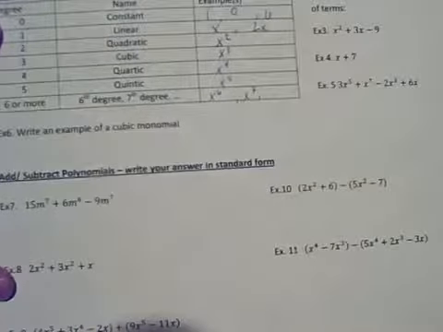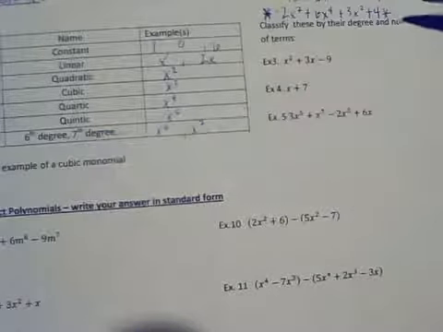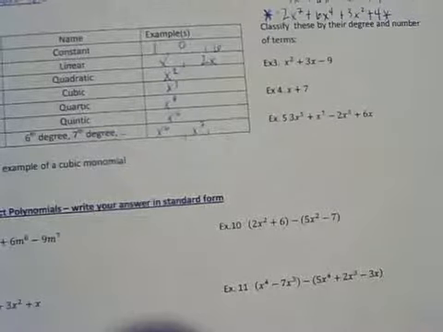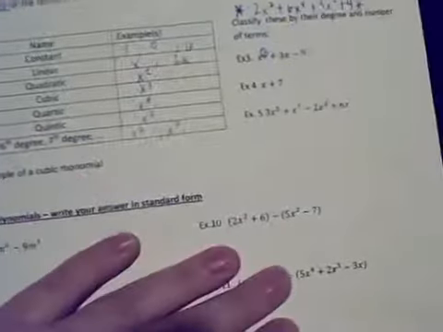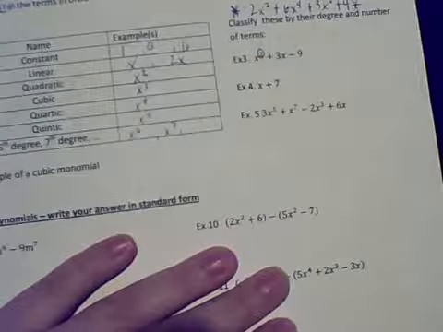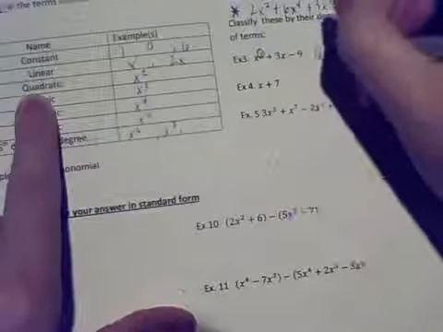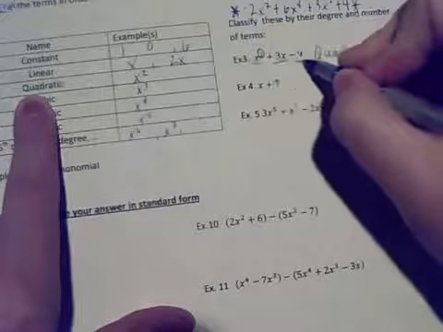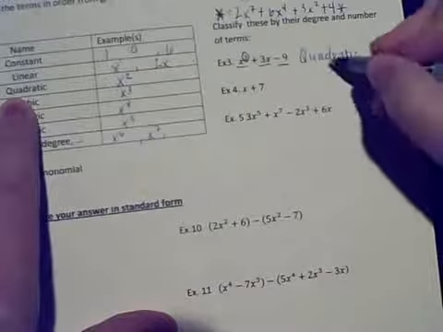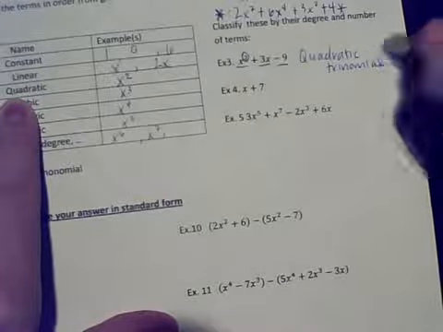We're going to look at these examples and classify them by their degree, so the name of the degrees, and the number of terms. In order to classify them by the degrees, you have to look at the highest. So the highest in example 3 is 2. When it's a degree of 2, it's a quadratic. And then there are 1, 2, 3 terms being added together, so it's a quadratic trinomial, from above.